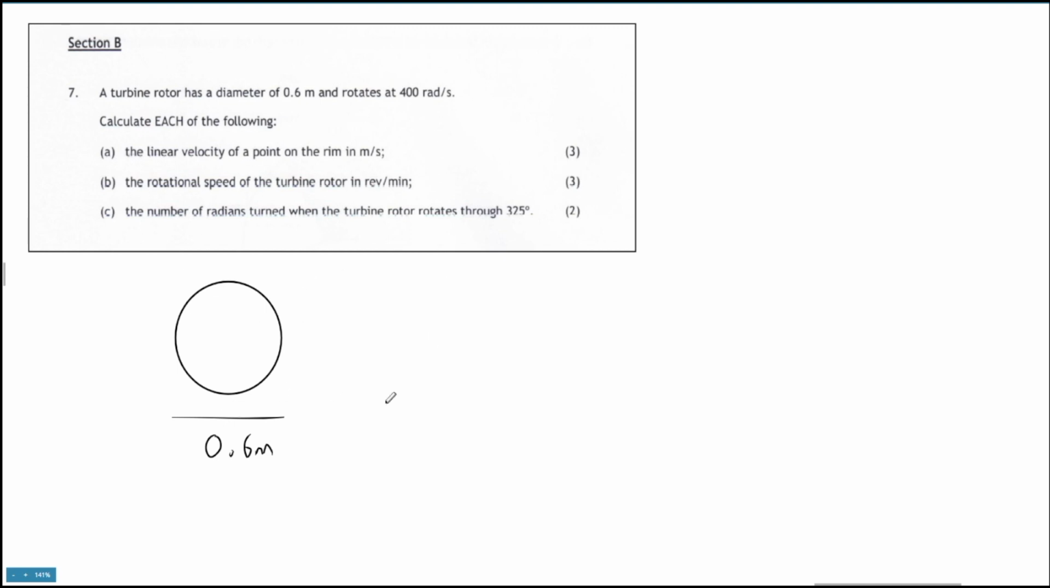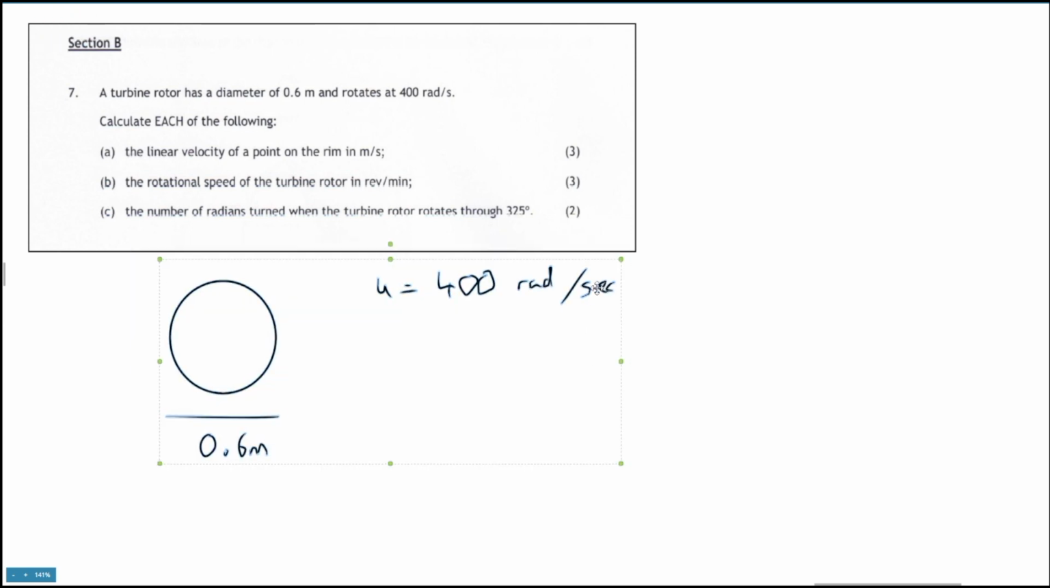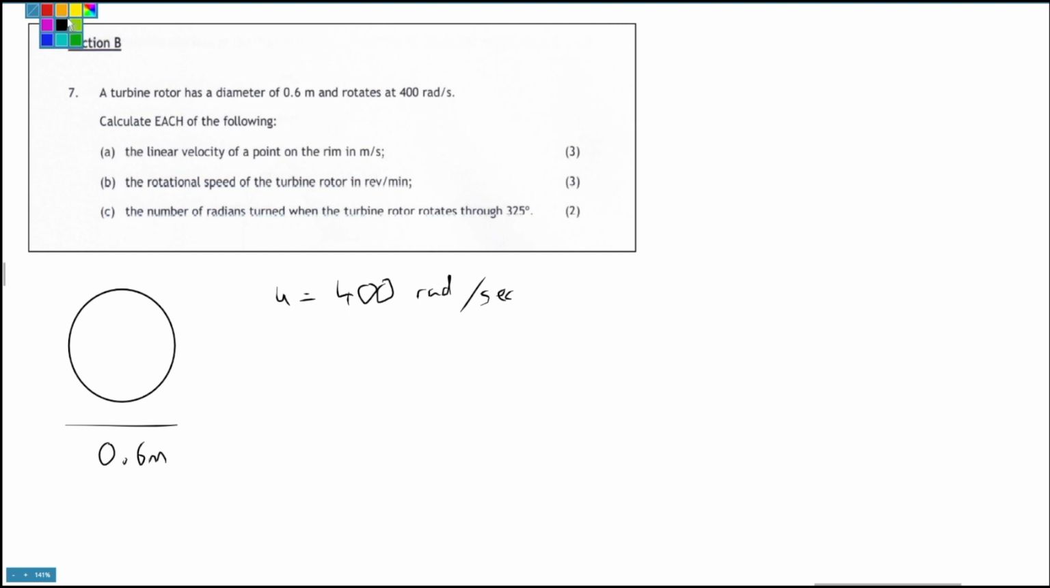Rotates. I mean, that's like a rotational velocity. So I guess I could call it U as an initial speed. It'd be 400. I could just write down speed or something. 400 rad per second. Okay. The linear velocity of a point on the rim. Okay, let's have a look at what that means. Linear velocity. Let's scoot this guy over a little bit.